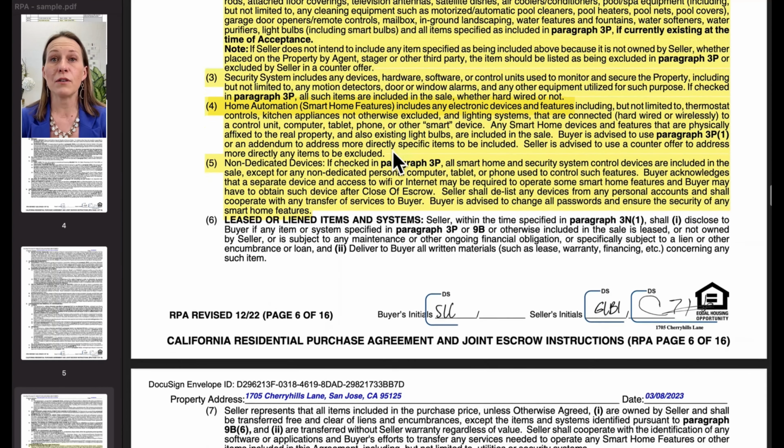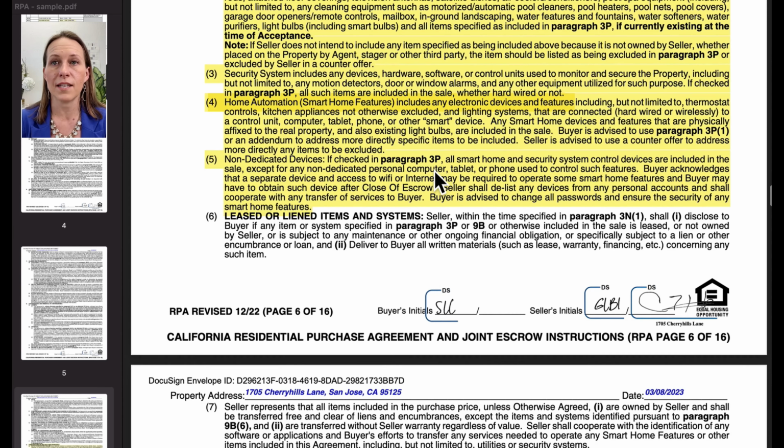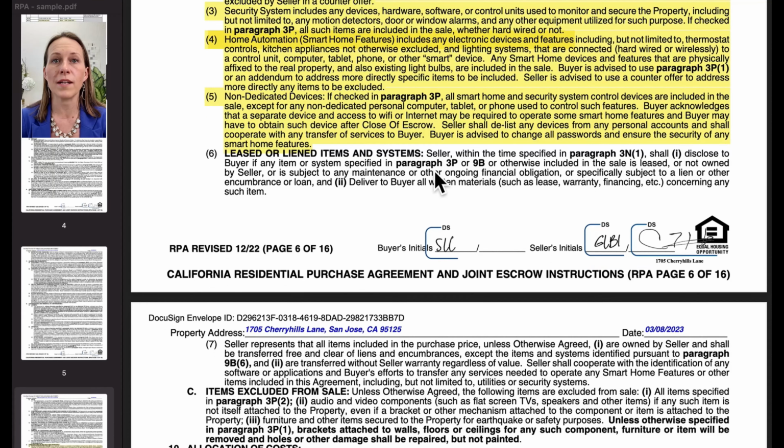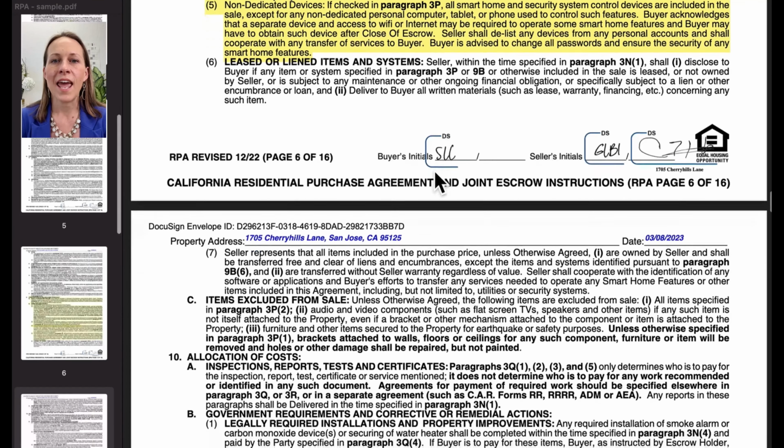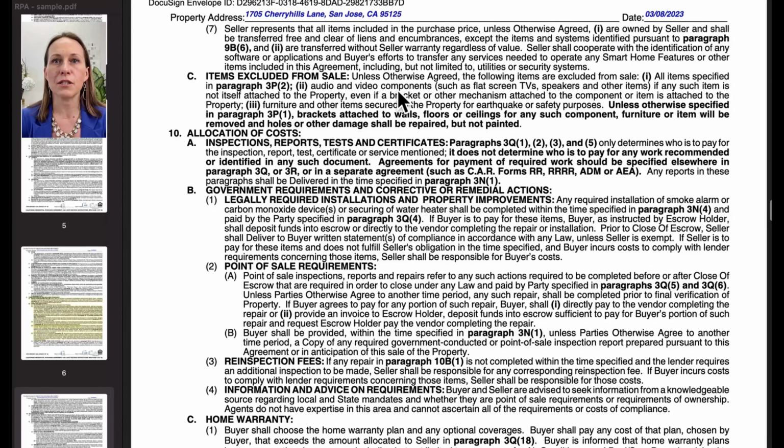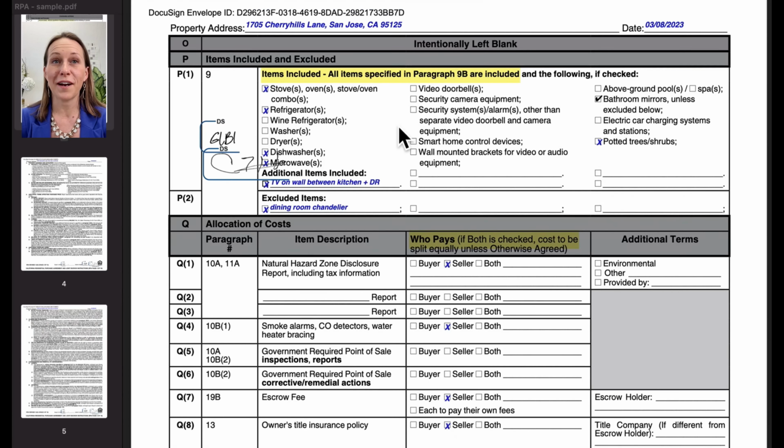But it also includes home smart features, unless you're specifically saying in paragraph 3P that you are not including these items. So definitely understand what's included, what's not included. And there are items excluded here, and this details TVs and brackets and how that all works out. So know your rights and know what's included and excluded, so you can make sure to figure out the proper details here at the top of page 3, where you checkbox everything that would be included or excluded.